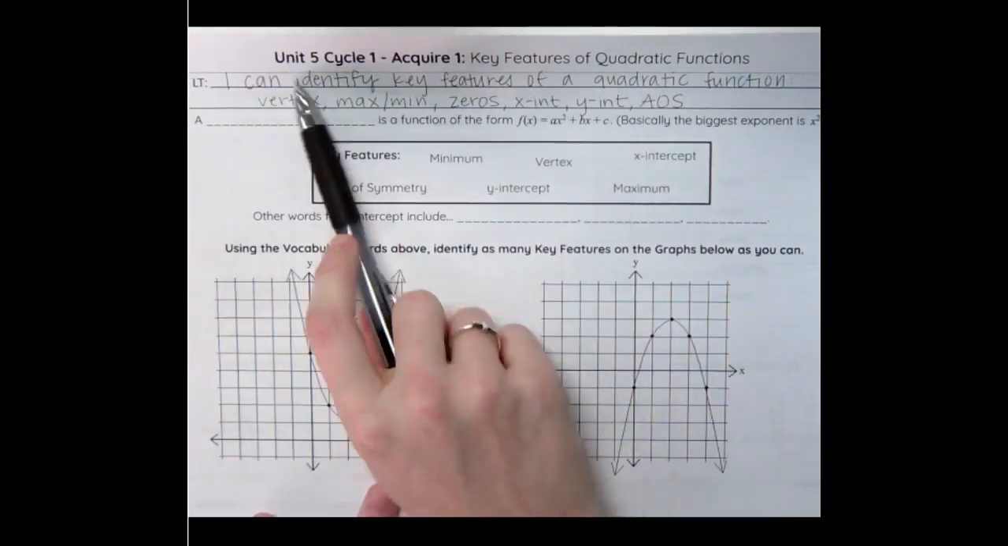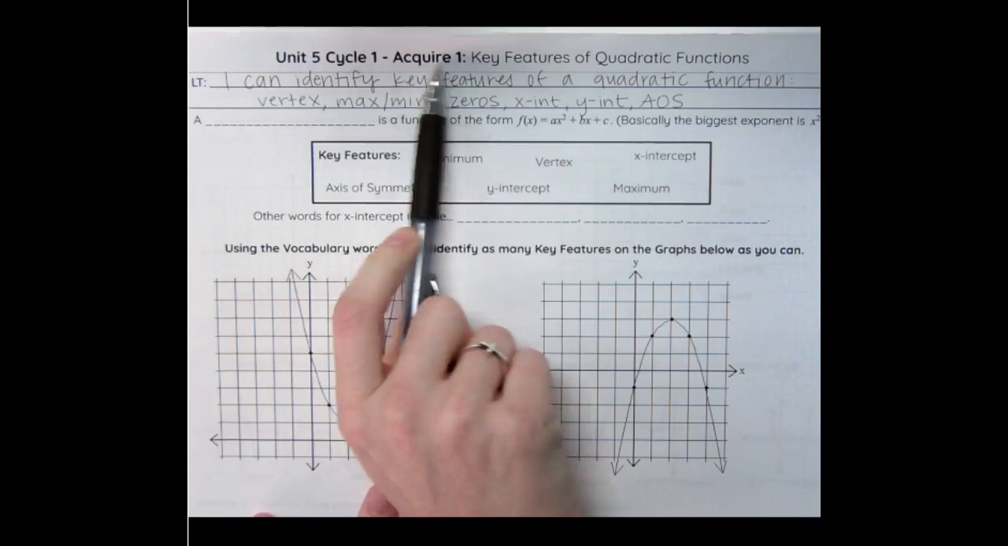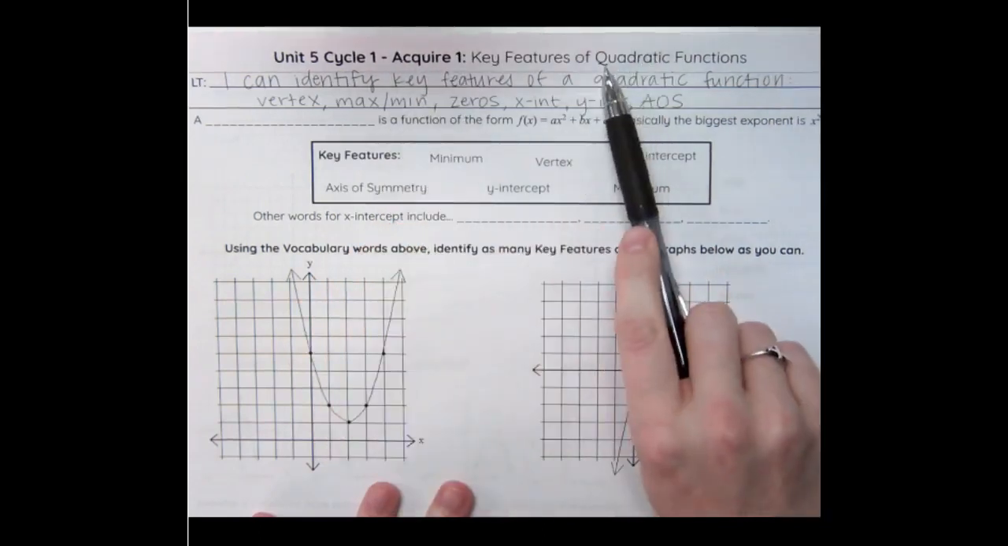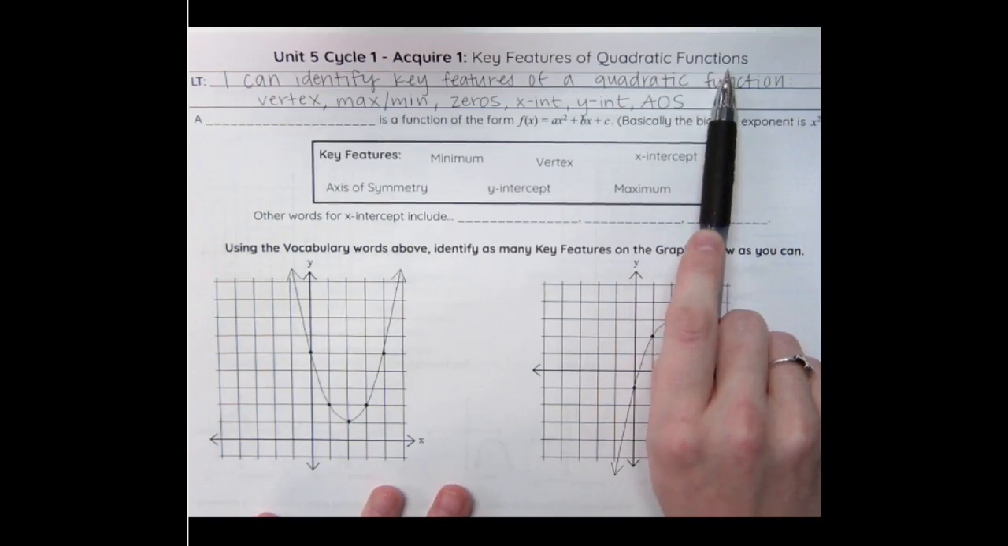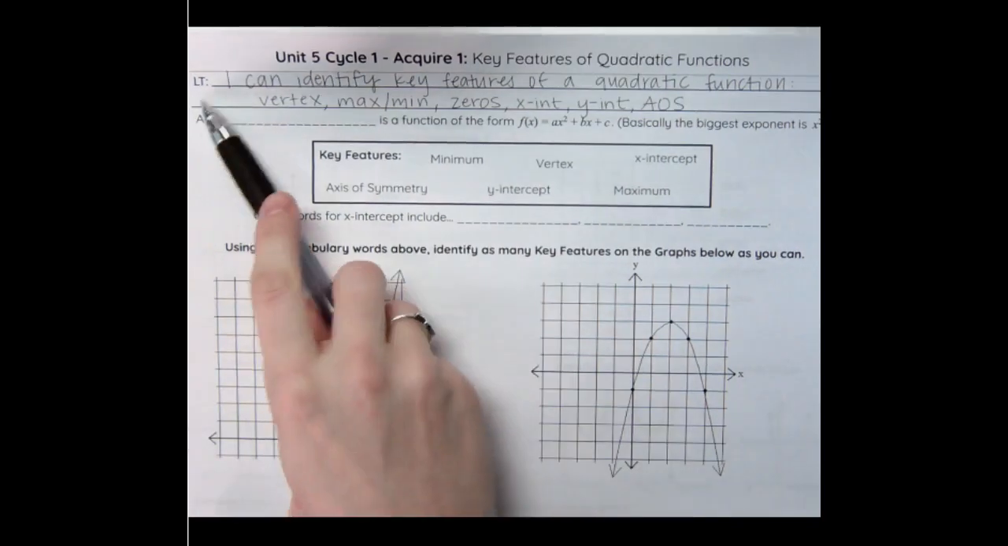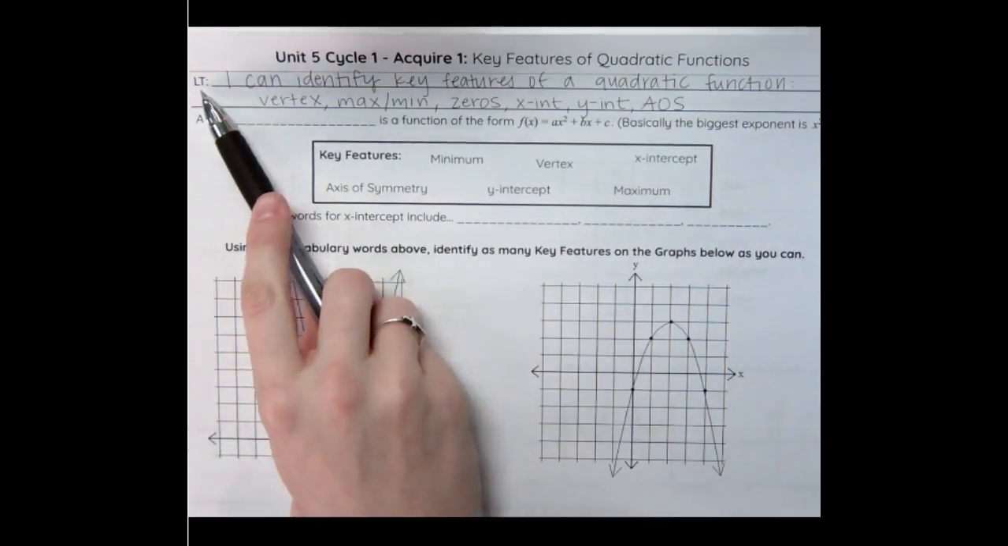Okay, we're in a new unit, Unit 5, Cycle 1. Remember, acquire just means notes, and this unit is all about what are called quadratic functions. We're doing something a little bit different with our notes this semester. And that little piece is the learning target, or LT.